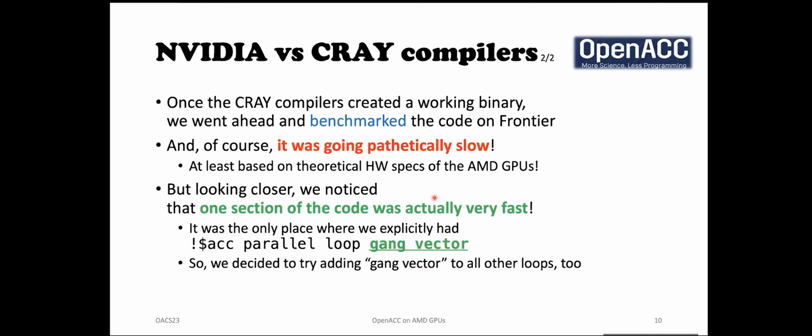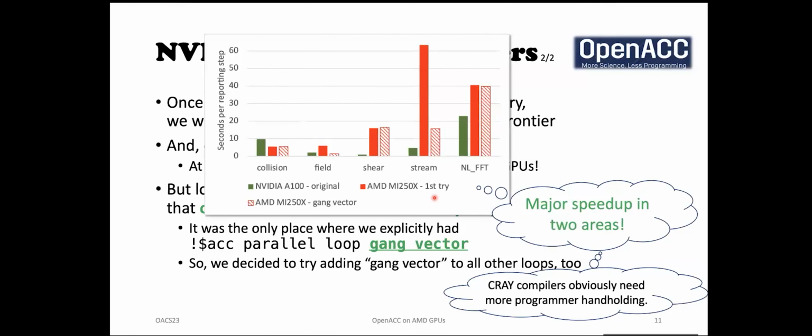So I added gang vector to all the other places where we have a parallel loop, and well, two of the sections, the field and the stream section, I'm not going into details what they mean, they're just pieces of code. You see, we got a huge drop in runtime by just adding those. So it looks like the CRAY compiler really likes it if you are pedantic and add that, while NVIDIA basically doesn't care. So that was an eye-opener, and it sort of mirrors my expectation that using different compilers will give you different optimizations. So relying too much on the compiler optimization is usually a bad idea.